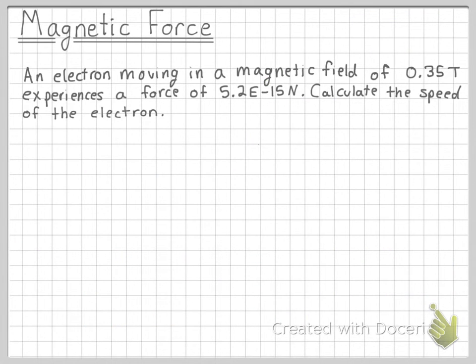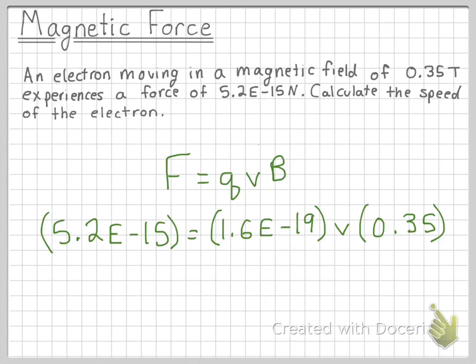An electron moving in a magnetic field of strength 0.35 teslas experiences a force of 5.2 times 10 to the negative 15 newtons. And we want to calculate the speed of the electron. So we're going to use our force equation that we saw before.